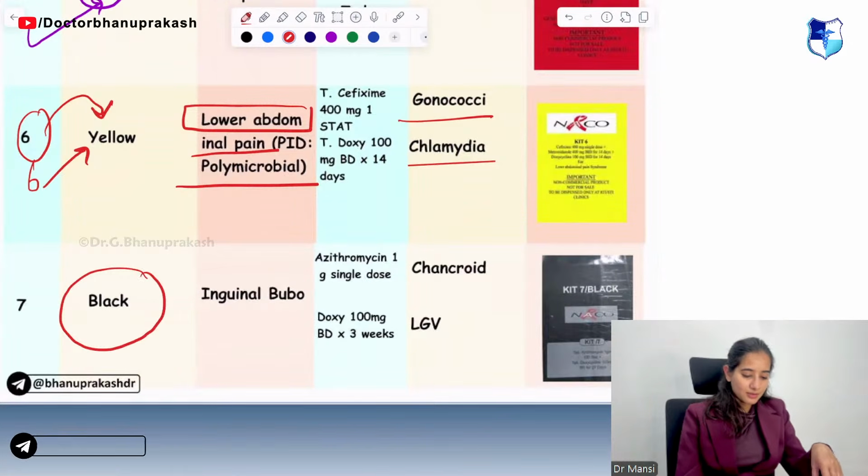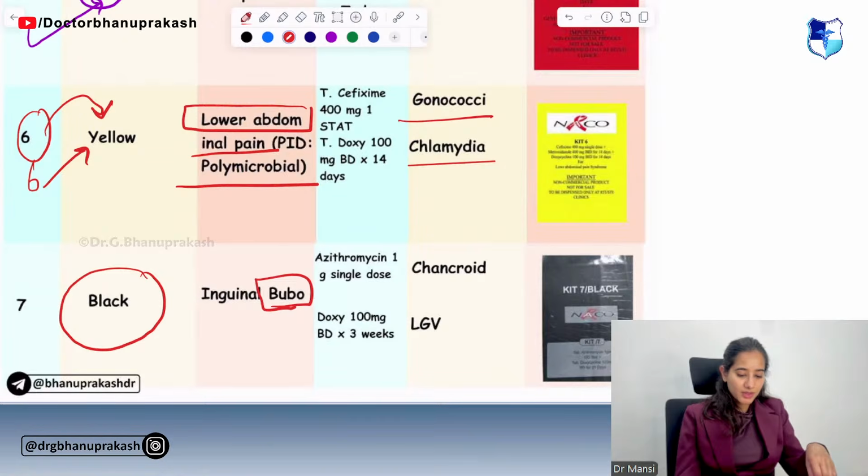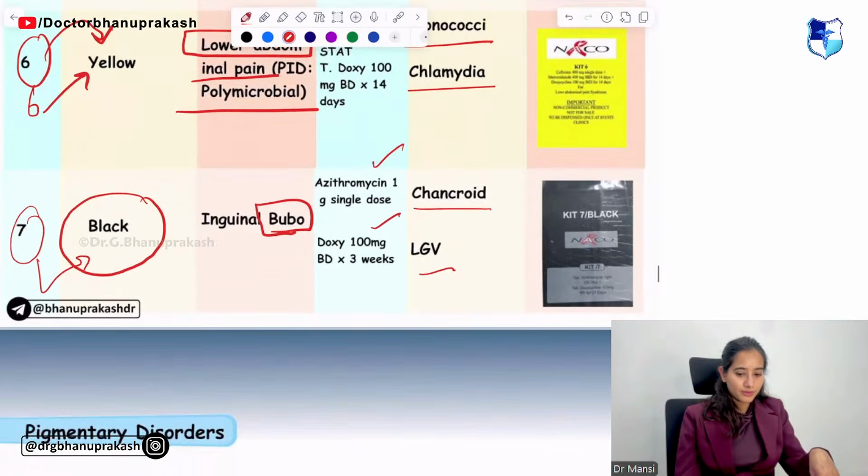Then last, the black is for the inguinal bubo. You give it for inguinal bubo, which is seen in chancroid and LGV, and it has azithromycin and doxycycline. This is the last one, the black seventh one.